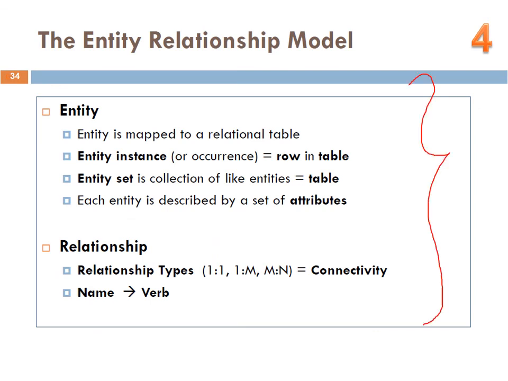This entity is mapped to a relational table. An entity instance is equal to a row in a table. An entity set is a collection of like entities, equal to a table, and each entity is described by a set of attributes. Relationships in ERM are one-to-one, one-to-many, and many-to-many, which is equal to connectivity, and the name is a verb.